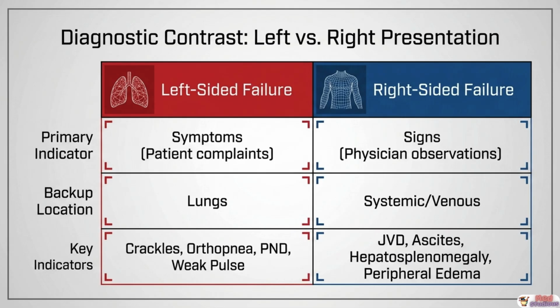This left equals lungs and symptoms versus right equals systemic and signs framework is the clinical shorthand that drives rapid bedside diagnosis. In clinical reality, most patients present with biventricular failure, the combined picture of both pulmonary and systemic congestion, because chronic left heart failure eventually overloads the pulmonary vasculature, elevating right ventricular afterload and producing secondary right ventricular dysfunction.